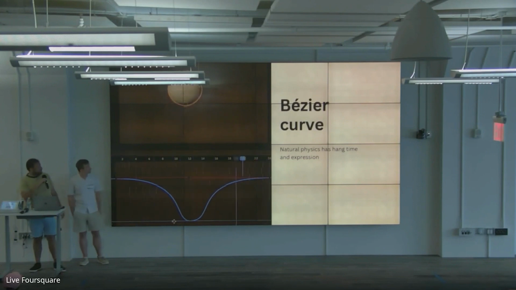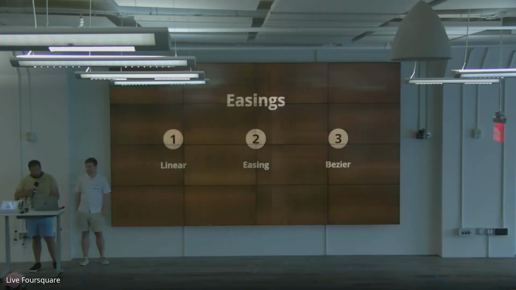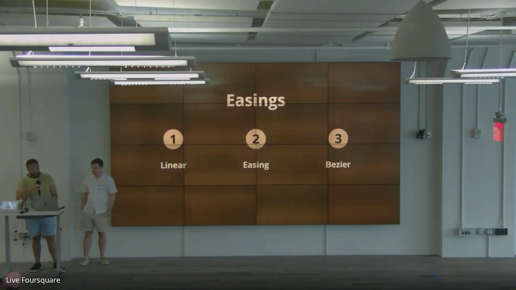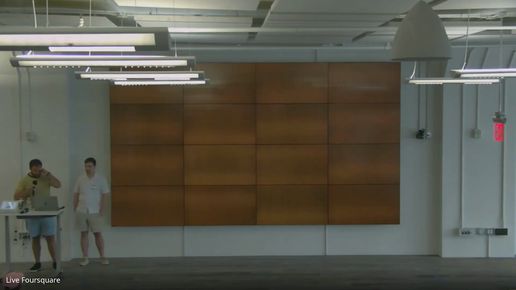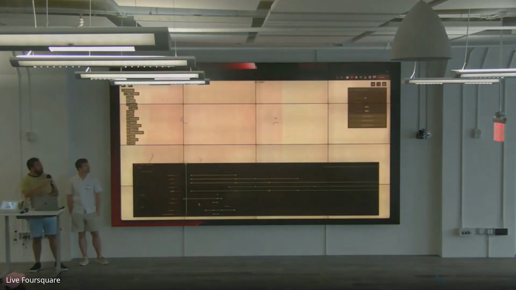So maybe one feels more like a kickball and one feels more like a medicine ball. To sum it up, linear is good, easing is better, Bezier is best. Linear is easiest to implement in pure code. Easing, you often want to use a library function for, and Bezier curves usually leverage a graphic UI to help fine tune. So let's put it all together.